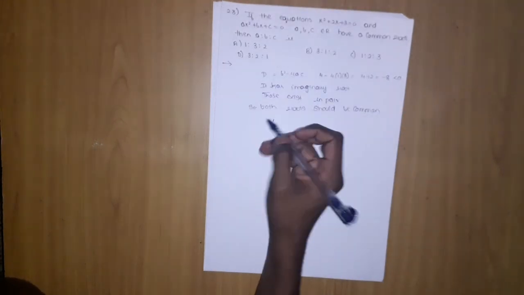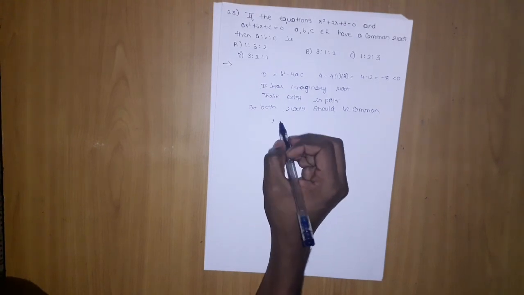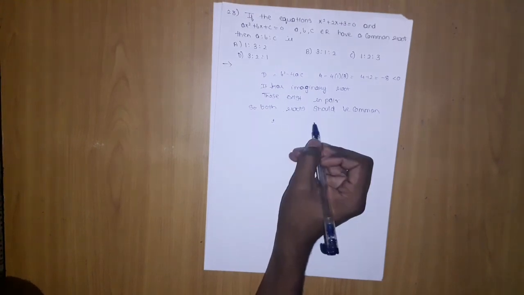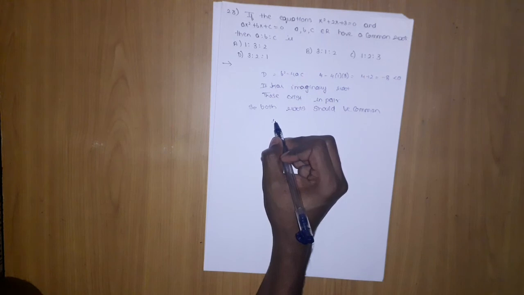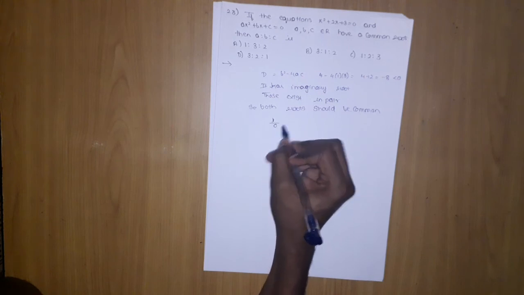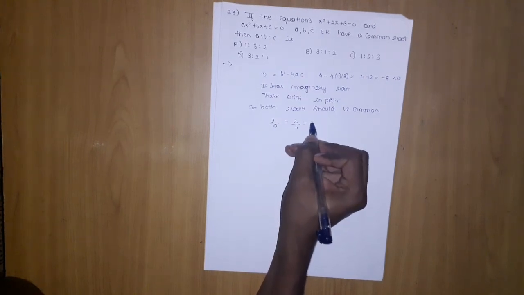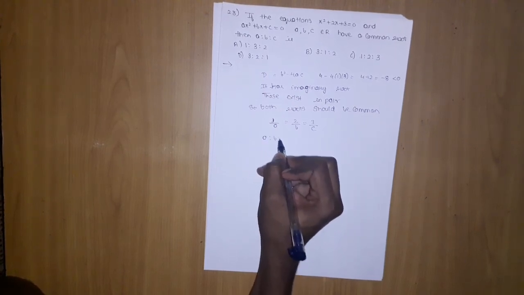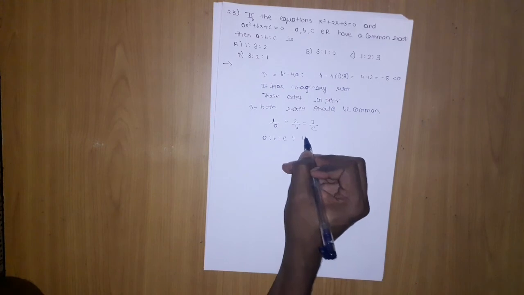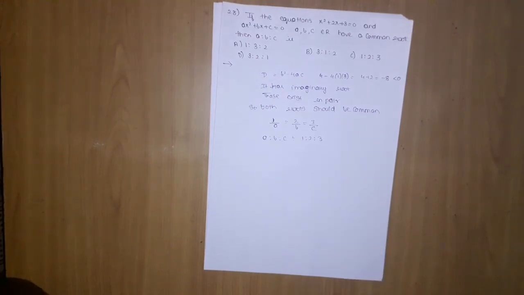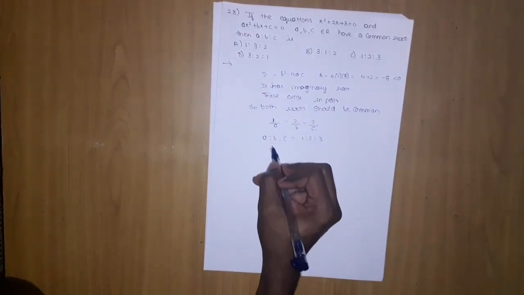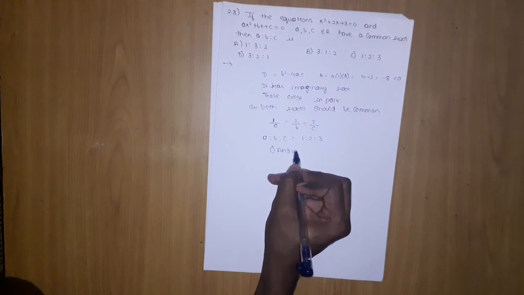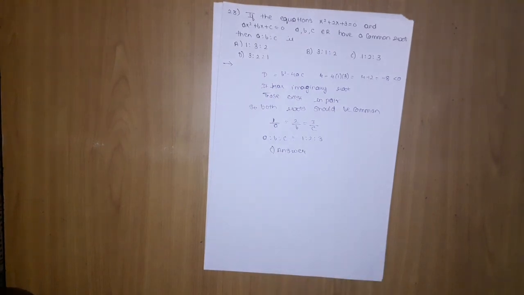Now let's see further. What we can conclude is that if it has two roots common, the condition should be 1 upon a equal to 2 upon b equal to 3 upon c, which indirectly means that a is to b is to c is 1 is to 2 is to 3. Okay, so C is the answer. So we are done with JEE Mains questions.